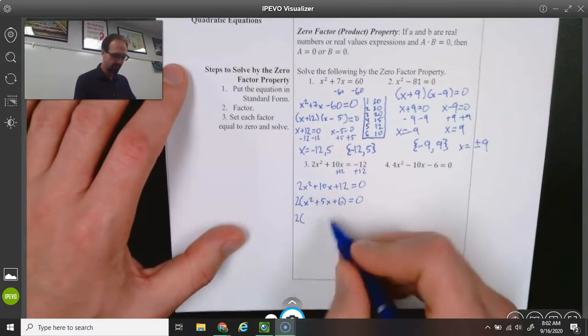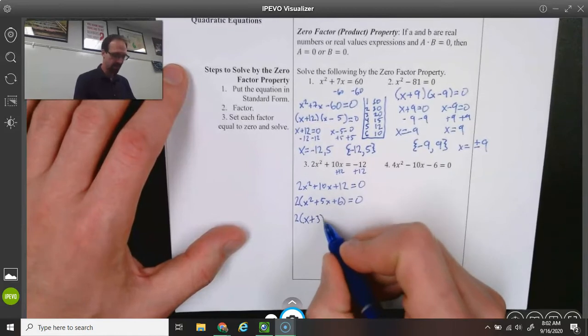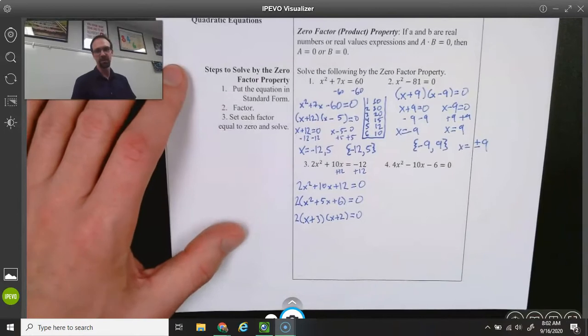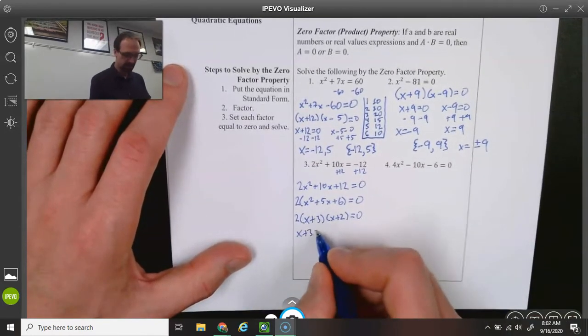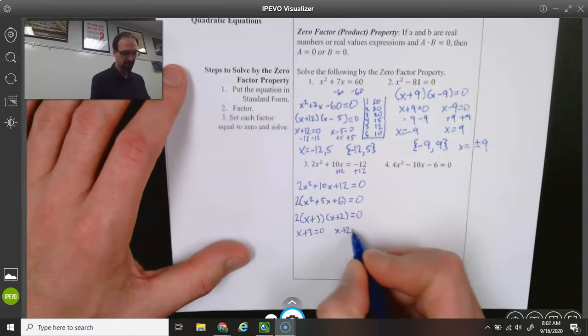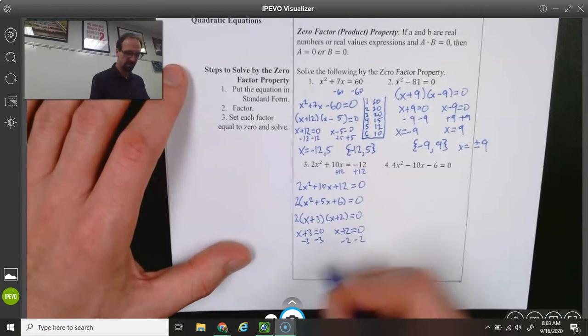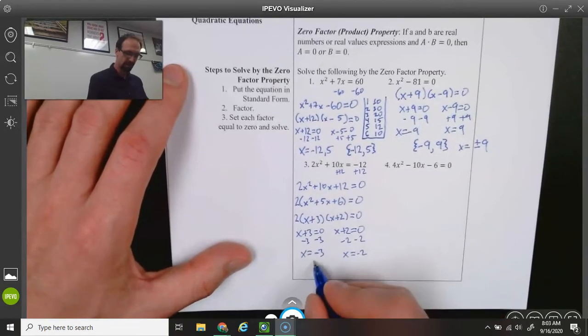If I factor, in this case, x squared plus 5x plus 6, it's going to give me x plus 3 and x plus 2. So when I set each of these equal to 0, I'm not setting 2 equal to 0. I'm just setting x plus 3 and x plus 2 equal to 0, and then solving. So subtract 3 on both sides, subtract 2 on both sides, so I get x equals negative 3 and x equals negative 2. So my solution sets for this are negative 3 and negative 2.